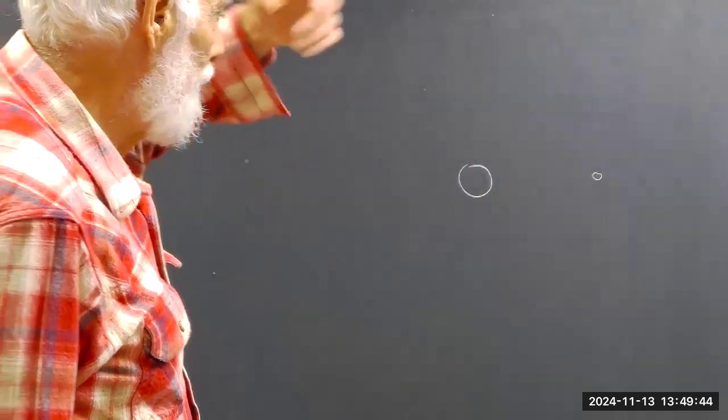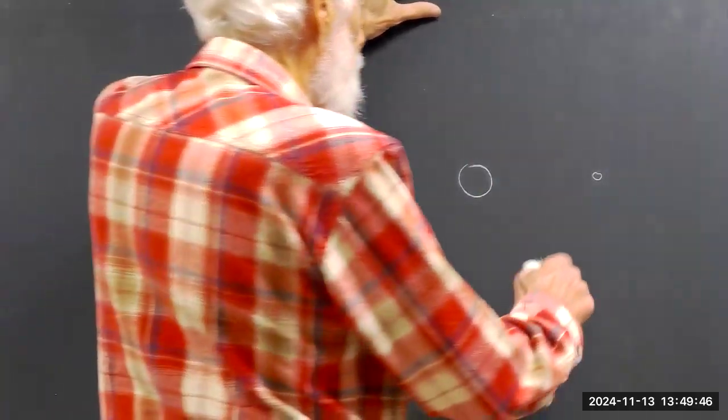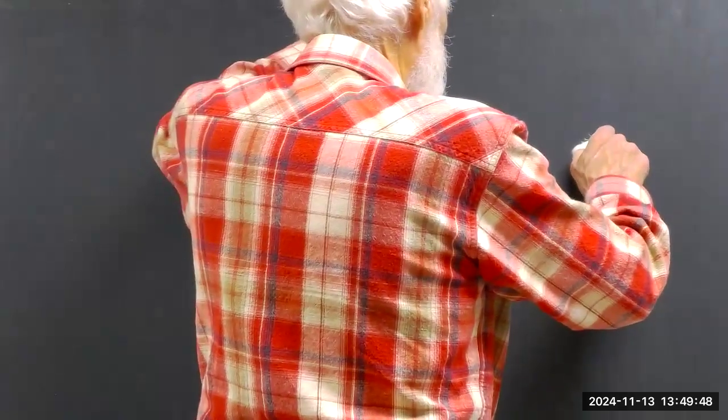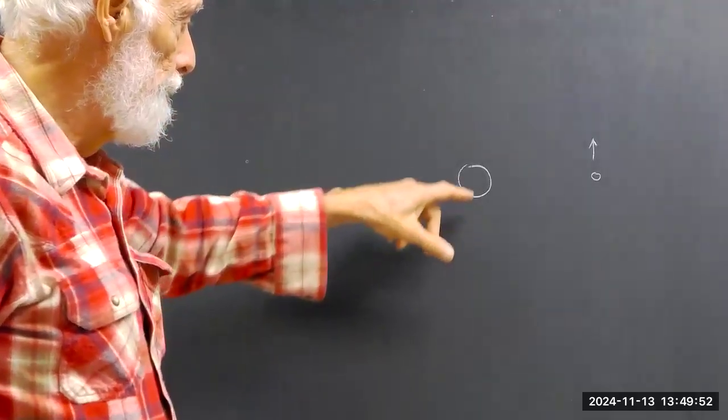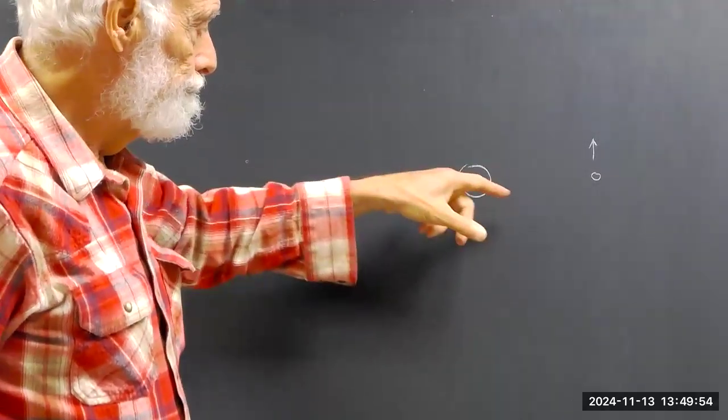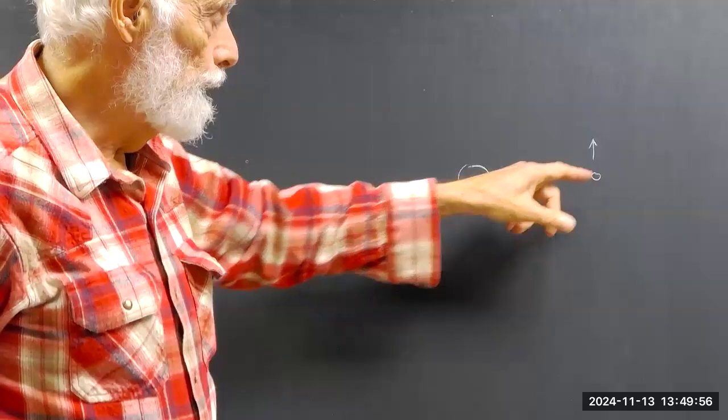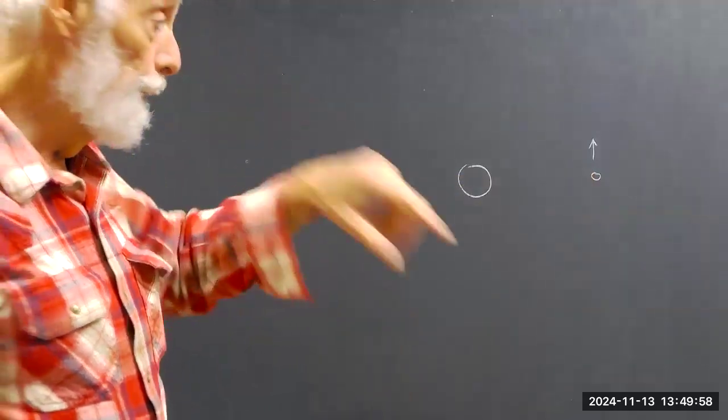So let's just assume that it does happen to be moving with a velocity that's perpendicular to the radius. In other words, the velocity would be tangent to the circle. Okay.